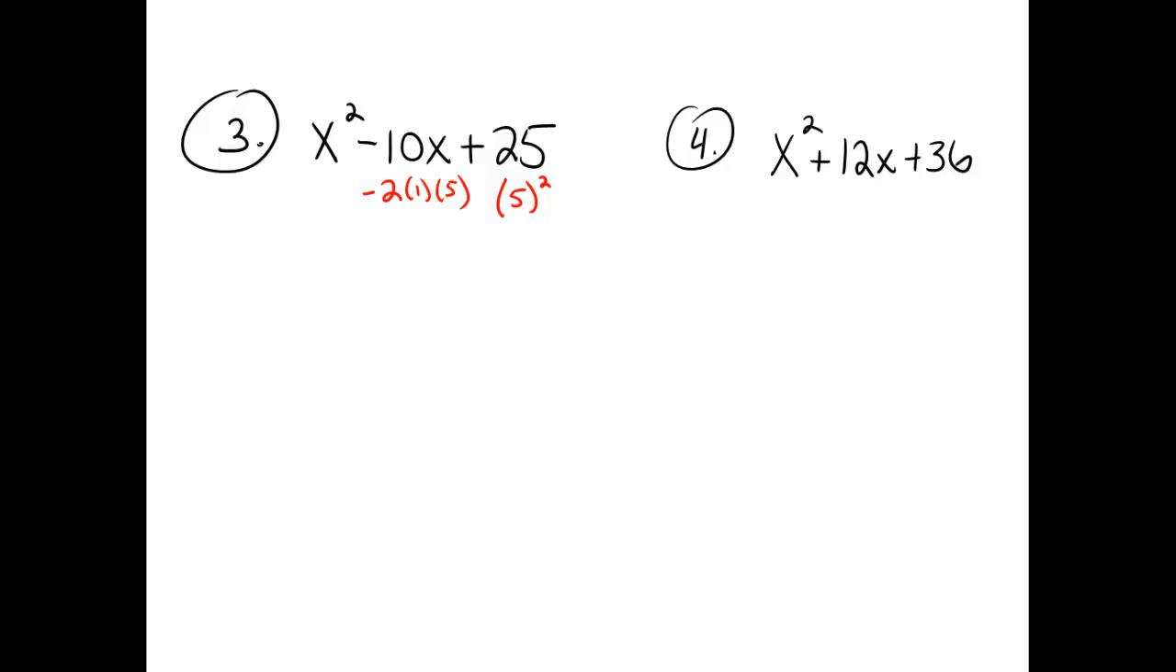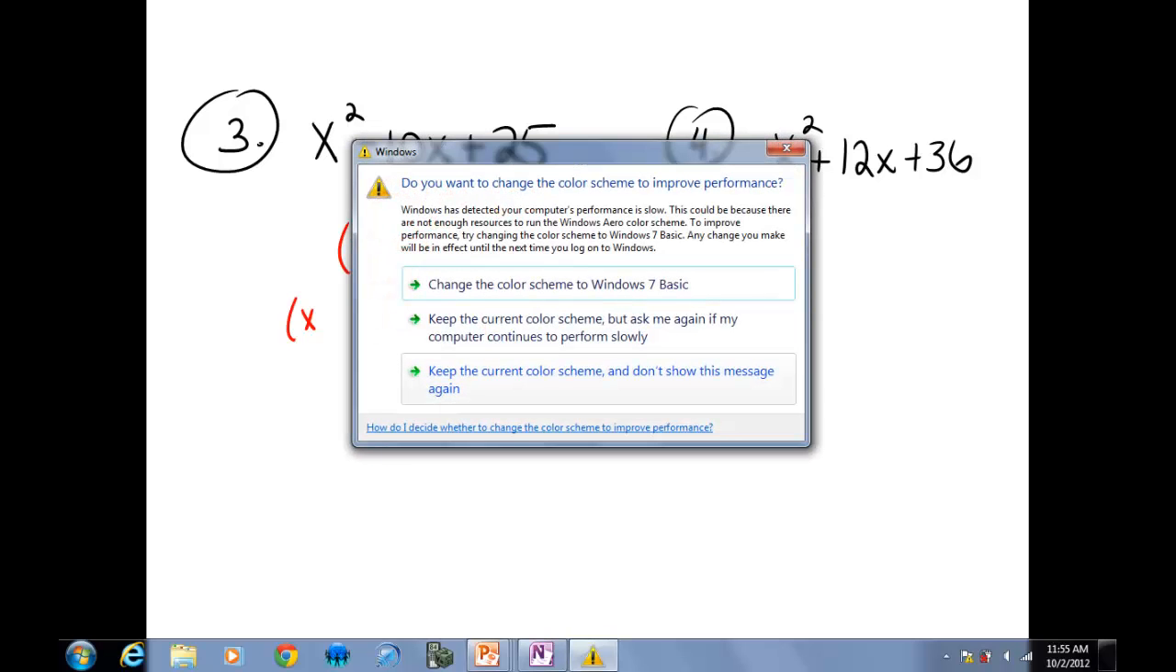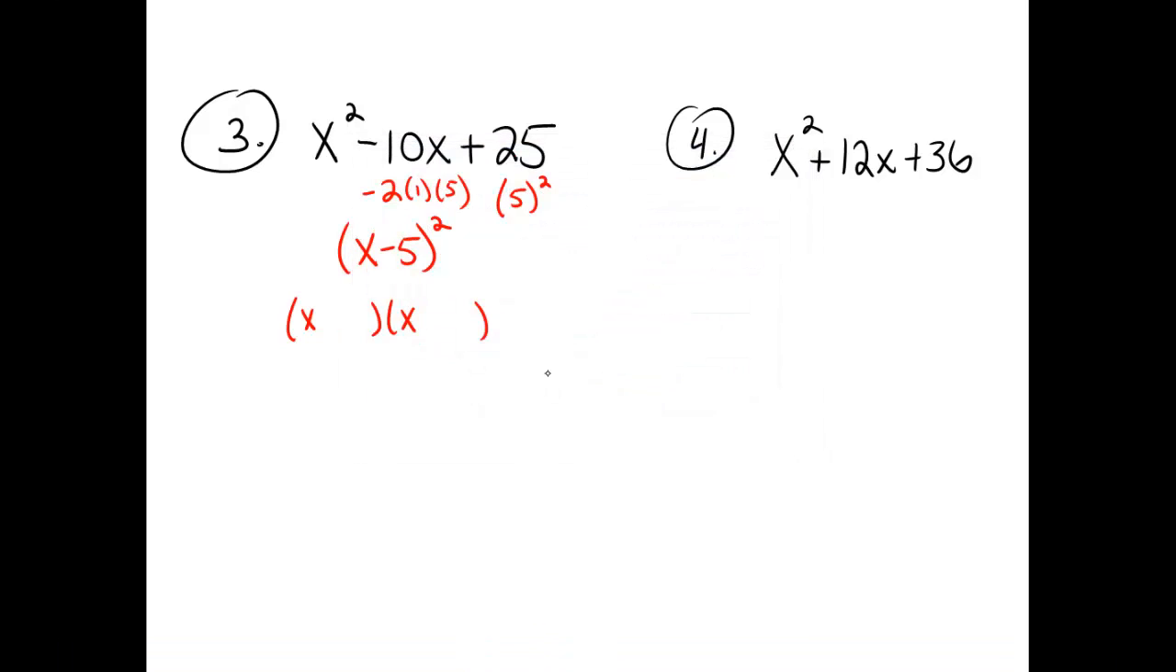If we recognize our formula, we should be able to come up with the factor right away. Now if we don't recognize the formula, you can factor this the same way you would factor any trinomial. We have our two parentheses, and you want to think of the factors that multiply to positive 25 but add up to negative 10.